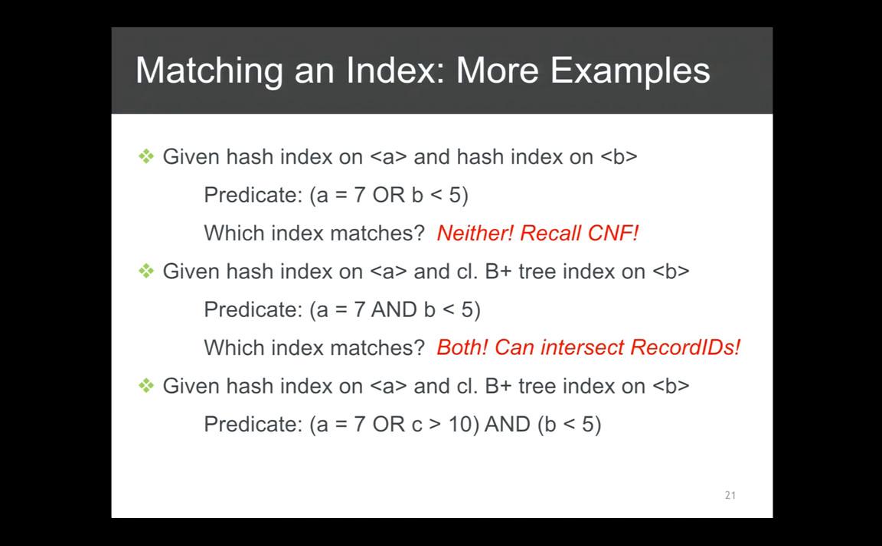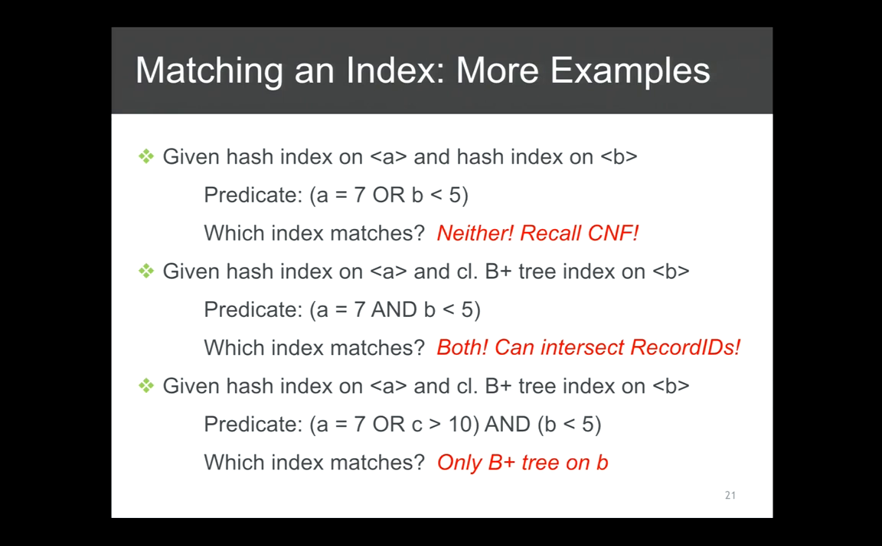What about the clustered B plus tree index on B? Does that match this predicate? Raise your hand if you think yes. What about no? The answer is yes. Because this is a primary conjunct, B less than 5 can match this. The hash index does not match this conjunct at all, because C greater than 10, the hash index can tell you nothing about that. So the hash index cannot help here, and only the B plus tree index can help here. And so only the B plus tree index on B matches this predicate.